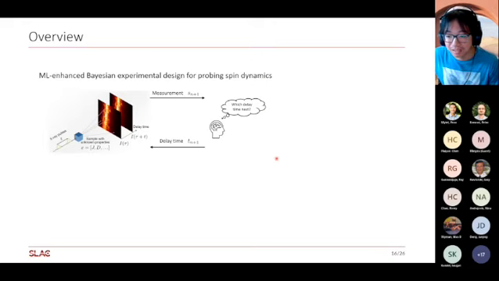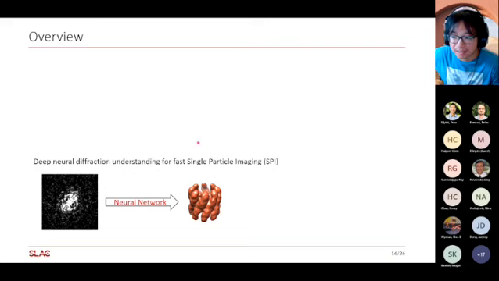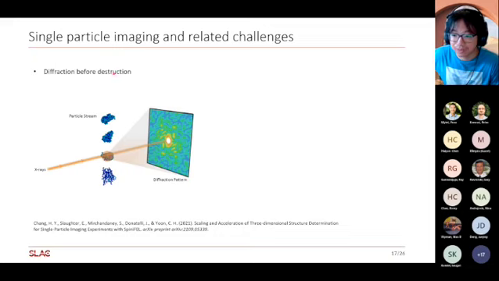Let's now look at the second topic, how machine learning enables data analysis on the fly for single particle imaging. Here's a very brief introduction to single particle imaging. It's basically an imaging technique that gives you the diffraction pattern from a single macromolecule. You have a particle stream that feeds you particles, and you have this repeated X-ray process to take images from each incoming particle.